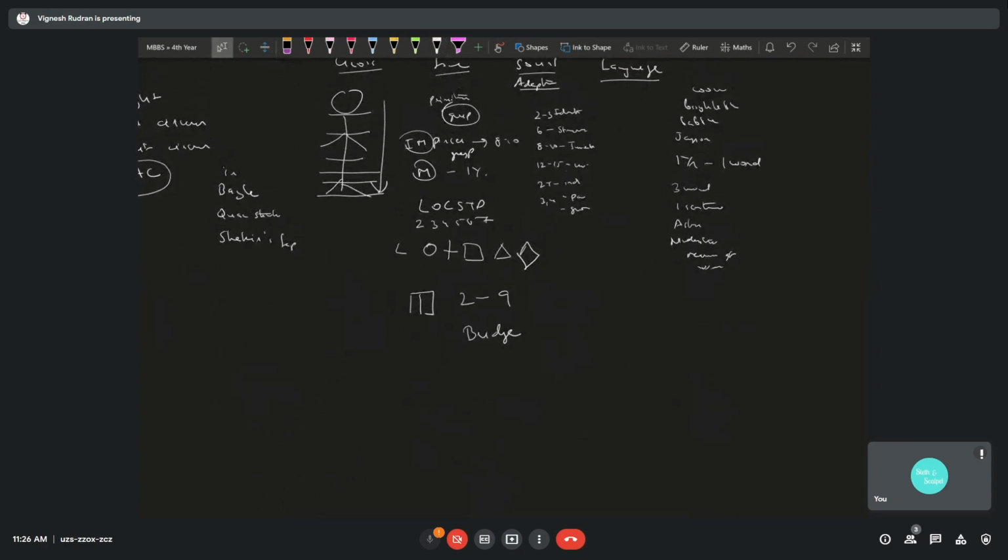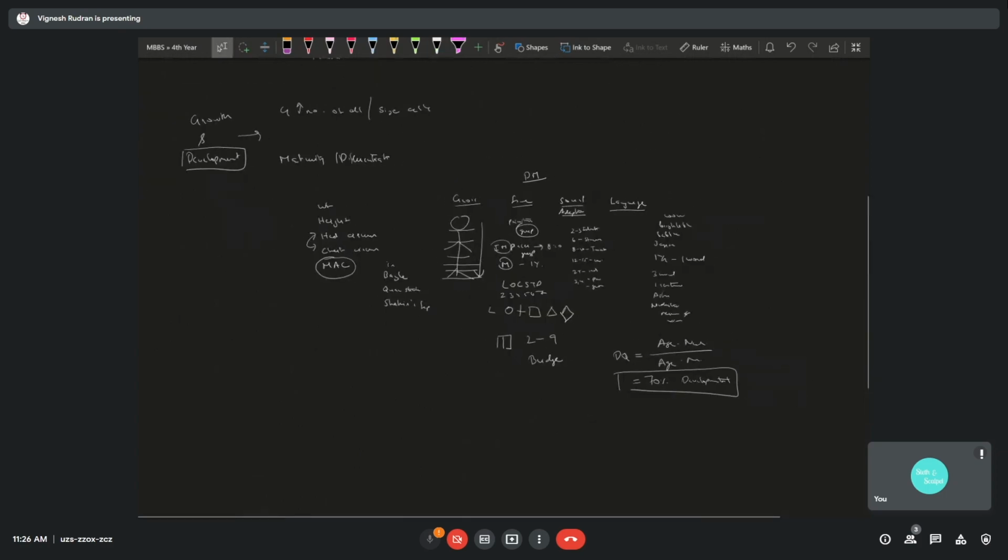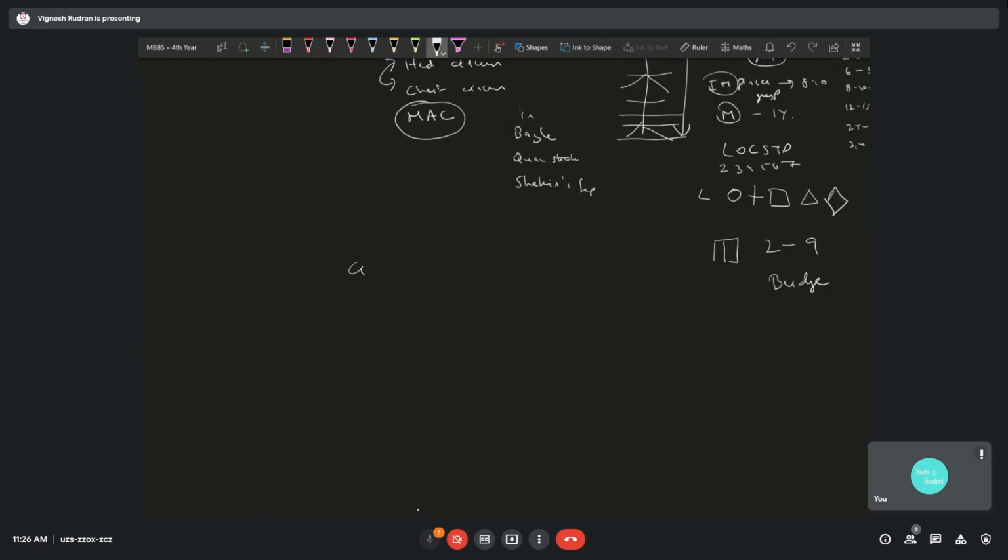There's one important thing known as development quotient, or DQ. What you do is you divide the age at which that milestone appeared, for example neck holding, by the normal age where that thing appears. If you have less than 70%, then it's a developmental delay. You can say this as an extra point when it comes to your development milestone. And then there's one important thing known as growth charts.